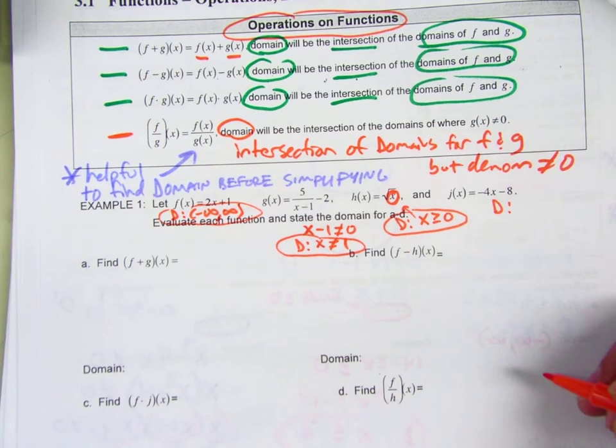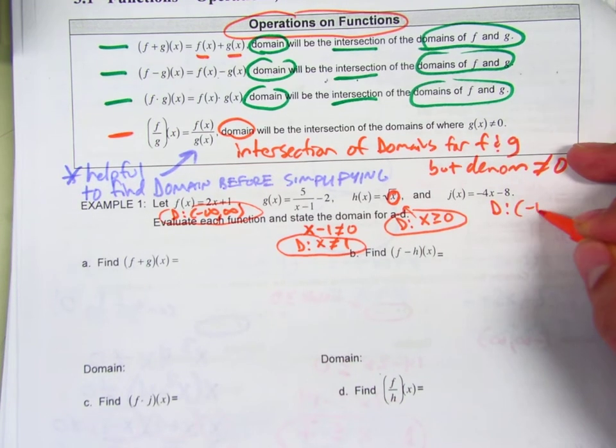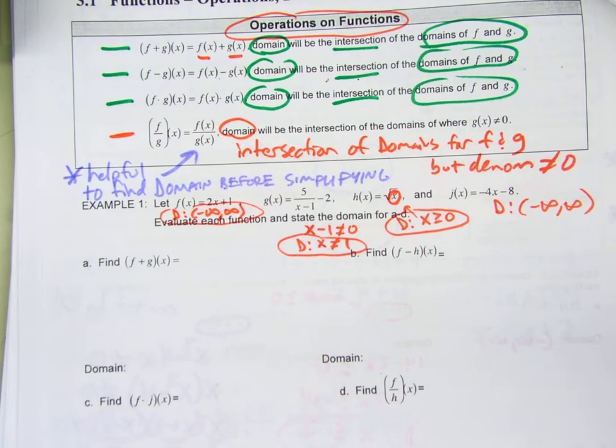Last one. What is the domain for j? There's no fraction, no square root. It's going to be all real numbers. Okay?